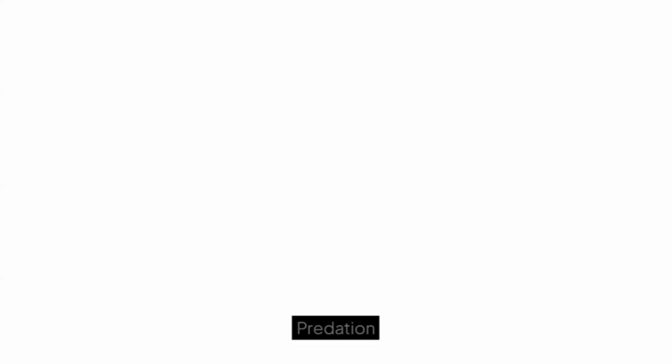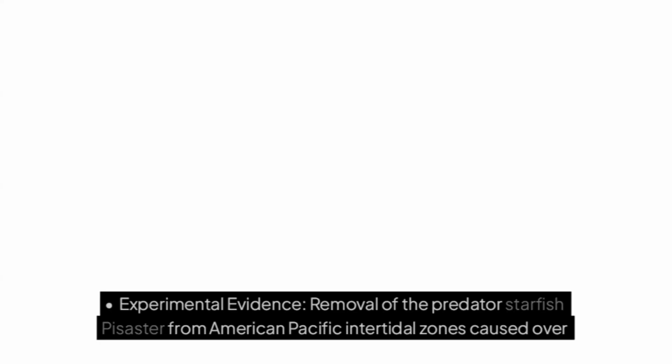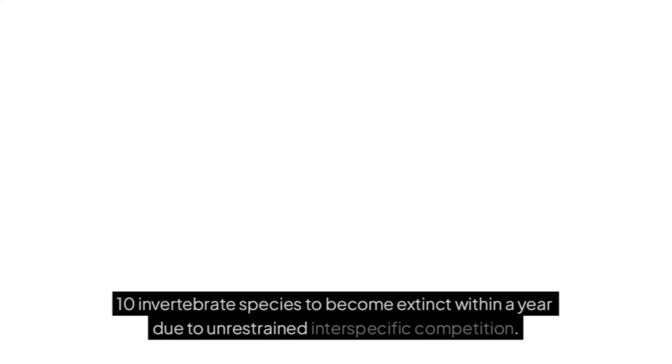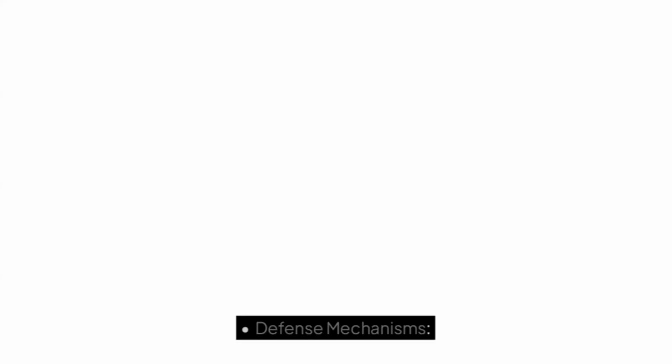Experimental evidence. Removal of the predator starfish Pisaster from American Pacific intertidal zones caused over 10 invertebrate species to become extinct within a year due to unrestrained interspecific competition. Defense mechanisms. 1. Animals. Camouflage, cryptic coloration, and chemical defenses, e.g., monarch butterfly accumulates distasteful chemicals during its caterpillar stage by feeding on toxic milkweed.